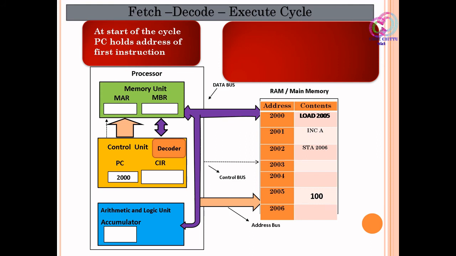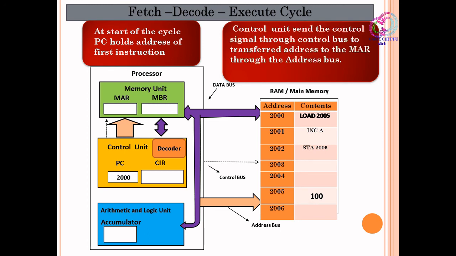So one by one we can see. First, at the start of the cycle, PC holds the address of the first instruction. You can see now PC holds the value 2000, that is the address of the first instruction to be fetched. Next, from PC it has to transfer to the MAR. So the control unit sends the control signal through the control bus. You can see here the control bus is there, right? This is the address bus, this is the data bus.